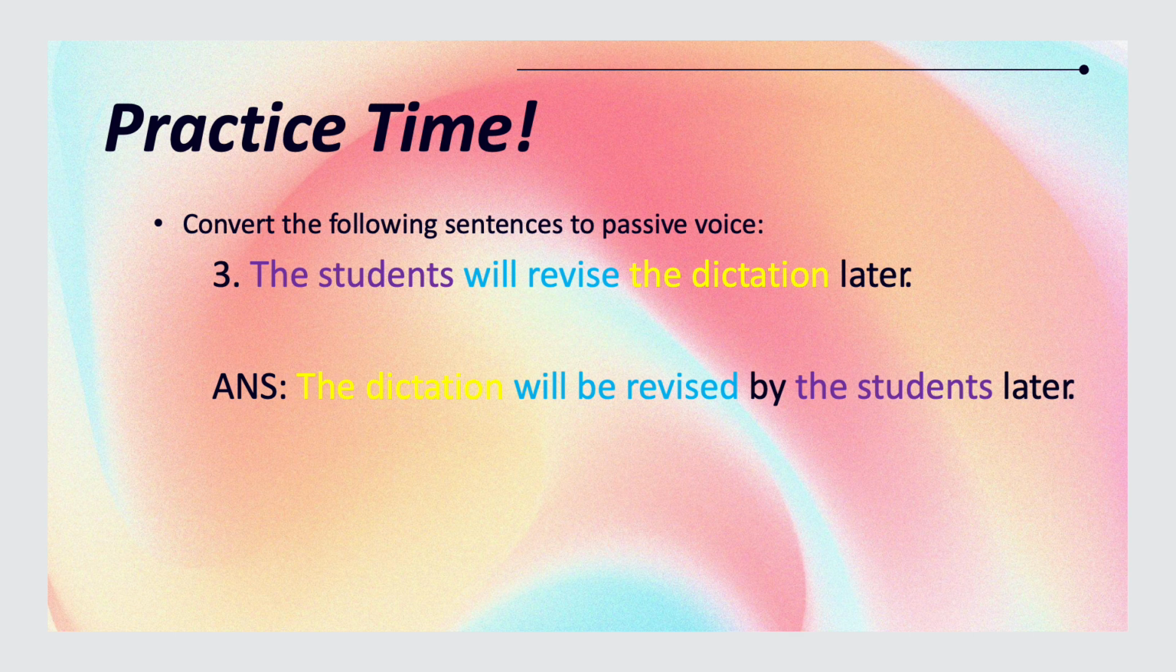So, first of all, we have to find out the object, which is the dictation. And we are trying to make it become the new subject. And it is put at the beginning of the passive voice sentence. And then after that, will revise becomes will be revised. And after that, we have to add the word by and mention the subject, which is the students.